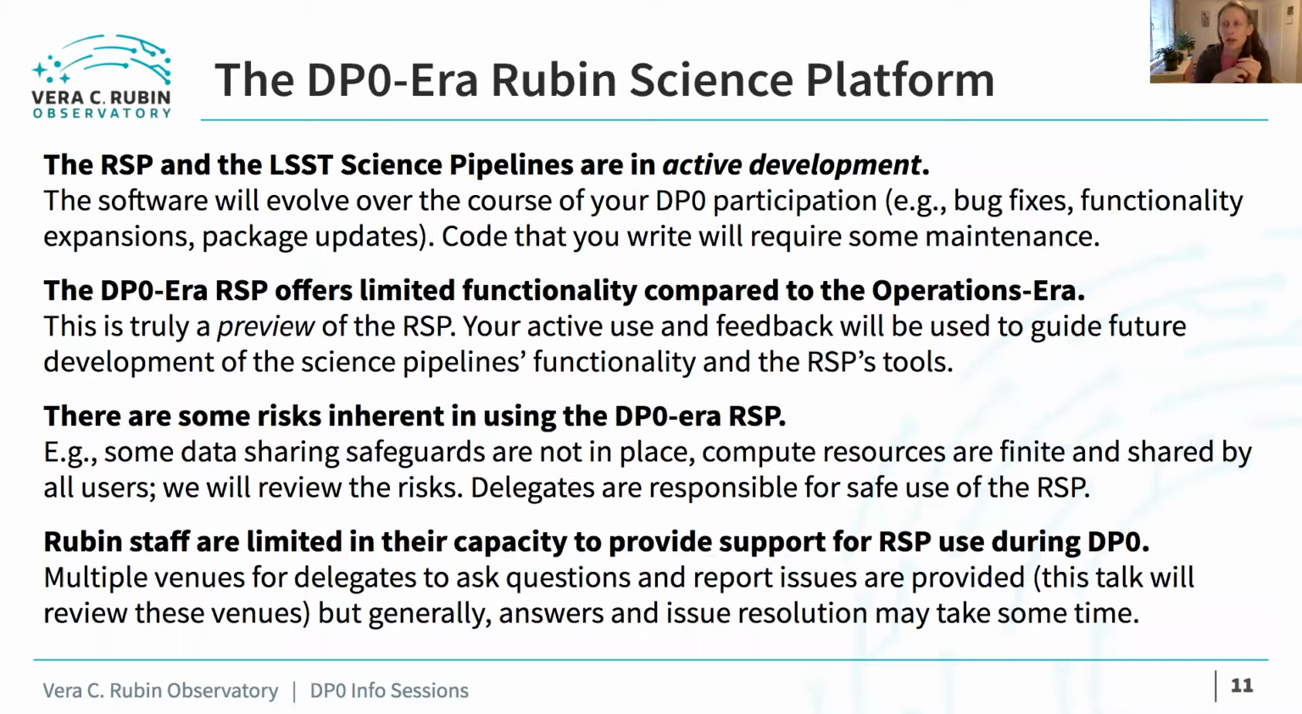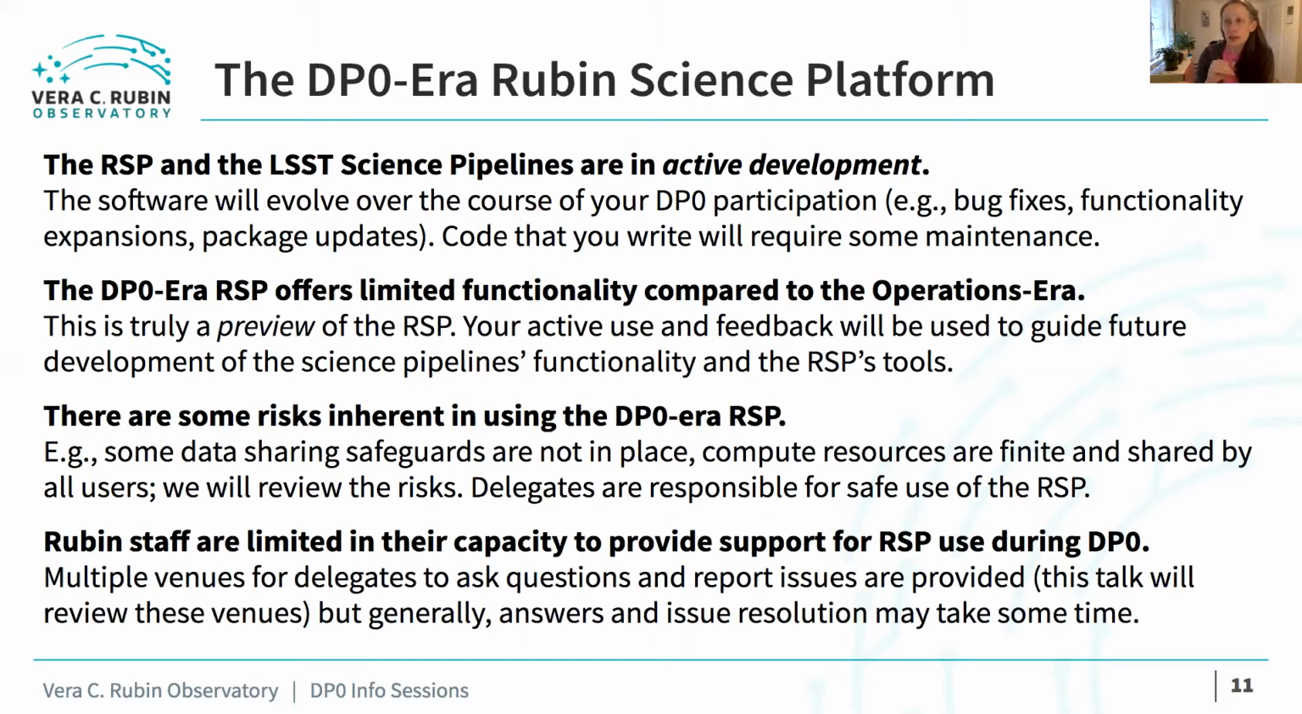So as I mentioned, both the RSP and the LSST science pipelines are in active development. Software is going to evolve over the course of your DP0 participation over the next year as we fix bugs and expand packages and stuff like that. So the code that you write might require some maintenance over that time as things get updated, and on a little more rapid time scale than you might be used to. It depends what you're trying to do. If you're trying to do quite sophisticated things that use the latest features in the science pipelines, you might find that you have to update a little more. So I just wanted to give a heads up on that.